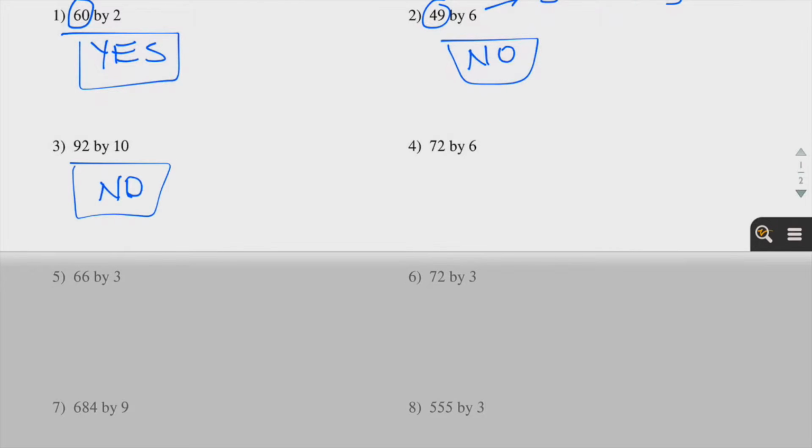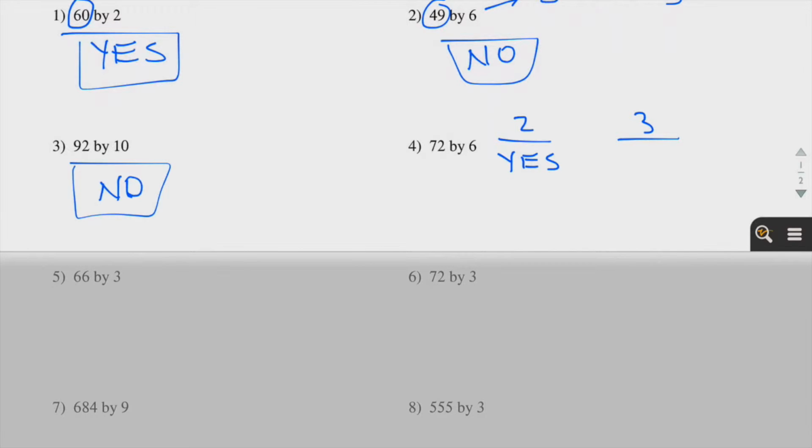Okay, number 4. 72 by 6. So again, with the 6, if 2 and 3 both go into it, then 6 goes into it. So we start with the 2. I'm going to write 2 and 3, and we'll see if they both go into it or not. So for the rule for 2, does 2 go into 72? Yes, it does, because 72 ends in a 2. It's an even number.